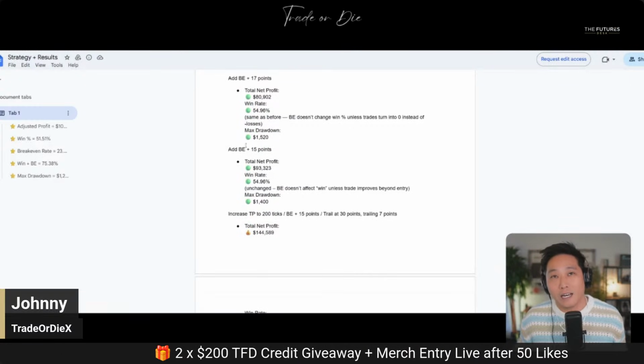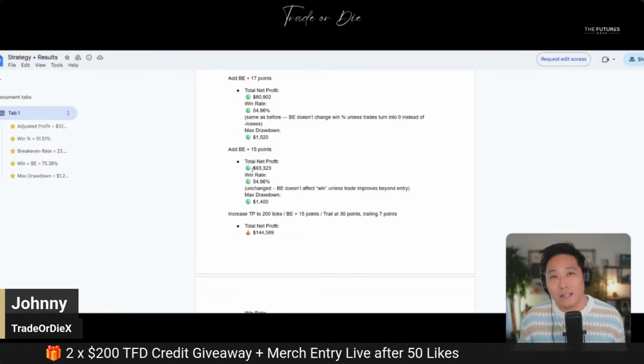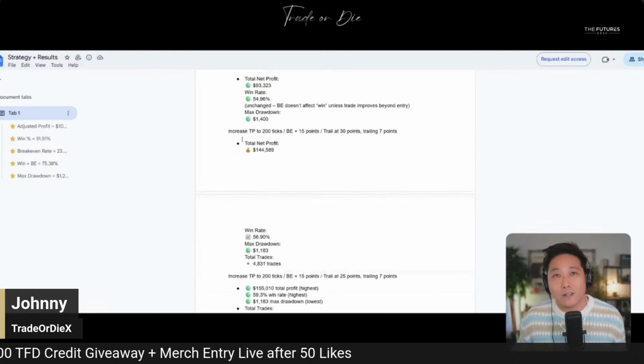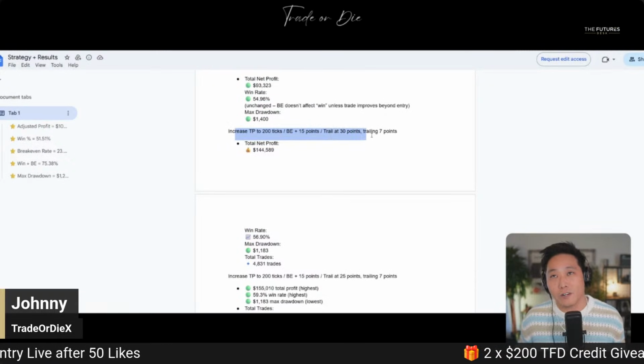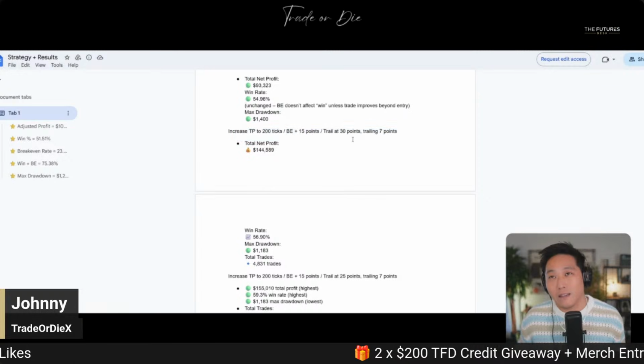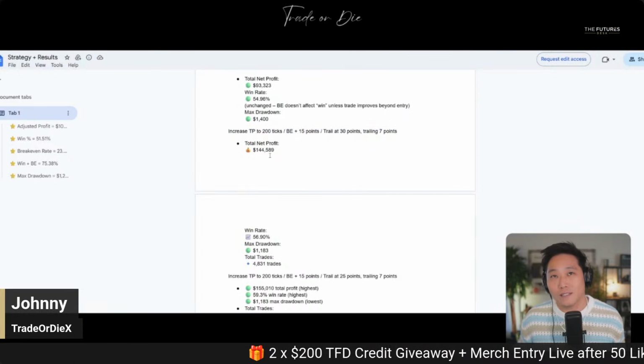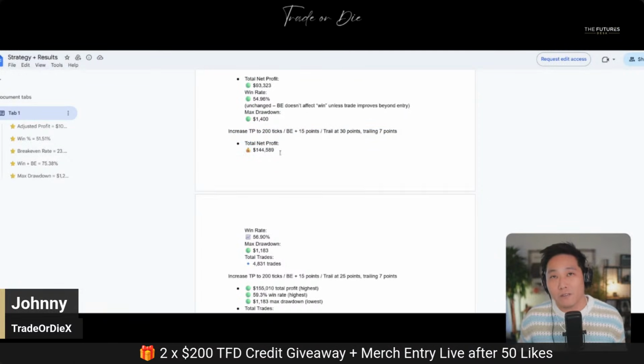Break even at 15 points gets you 93,000. You increase the take profit to 200 ticks, break even plus 15 points, trail at 30 points, and the trail behind is 7 points. Now your total net profit is 144,000.